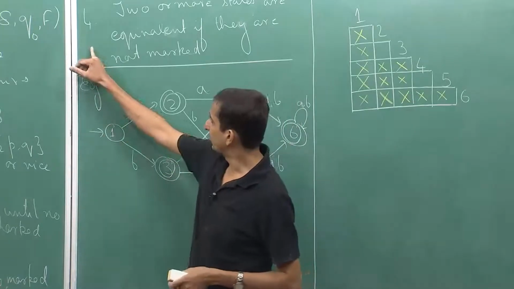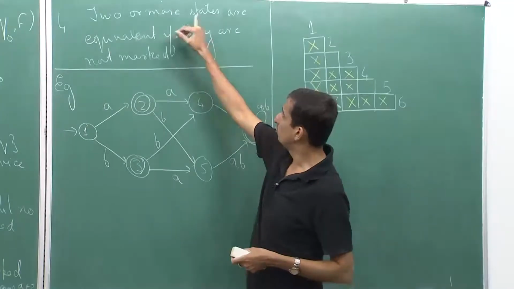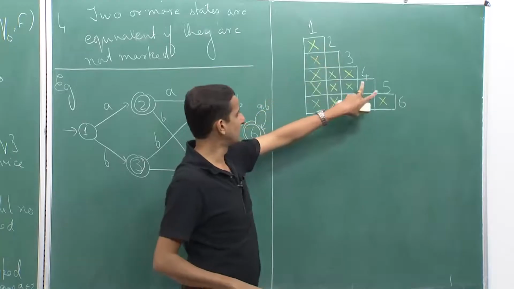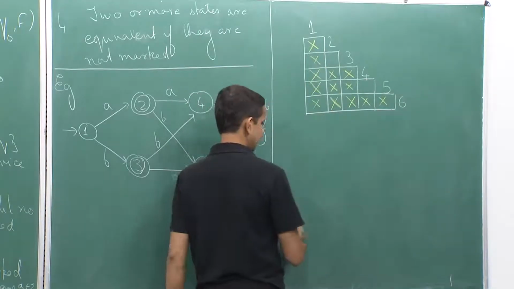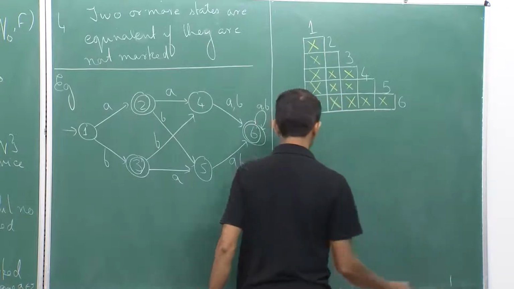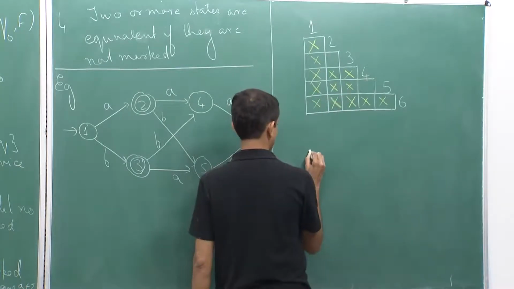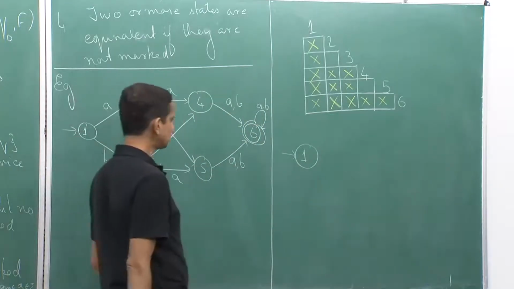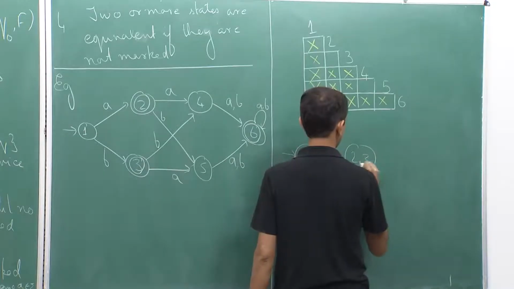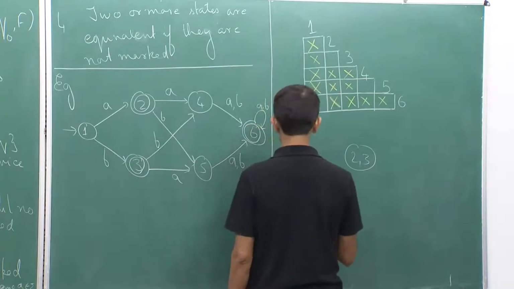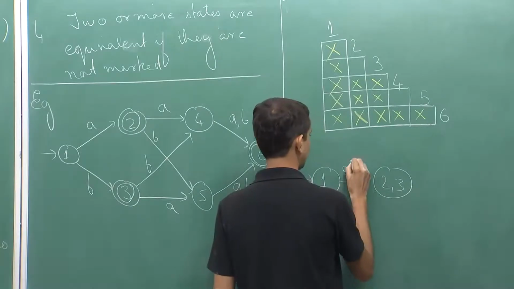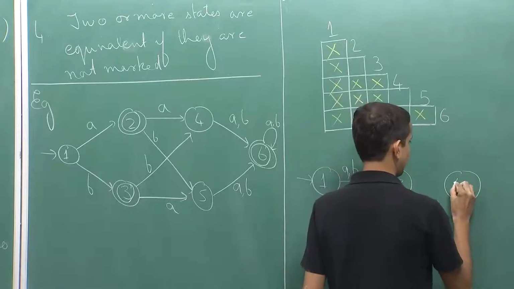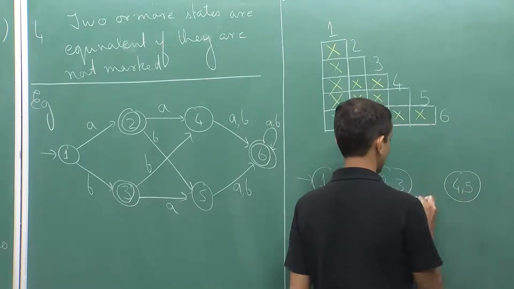So, now according to the fourth step, two or more states are equivalent if they are unmarked. So, in this case 2, 3 are unmarked and 4, 5 are unmarked. So, the new DFA, or the minimized DFA, will be: I will have a state for 1 which is my start state. I will have a single state, I will call it 2 comma 3. So, from 1 I go to 2 comma 3 both on A and B. Again 4 and 5 are equivalent. So, I have it as 4 comma 5.